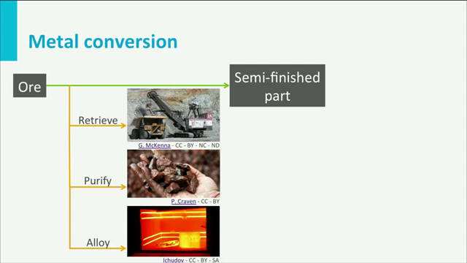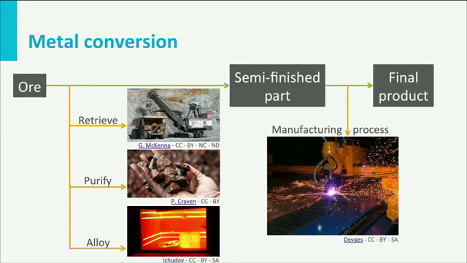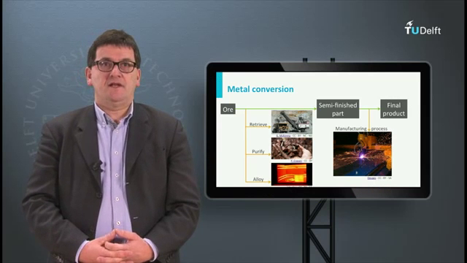When the metal alloy has the right composition, the material can be cooled down. Often a number of casting and rolling processes are performed on the metal alloy. These processes shape the metal alloy in semi-finished parts, like sheets, plates and billets. The next step is to transform these semi-finished products into final products by manufacturing processes. This will be explained later.